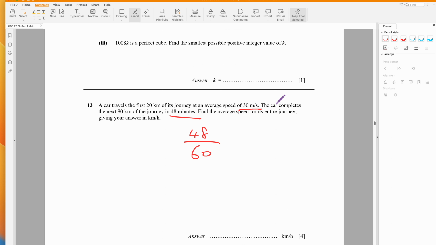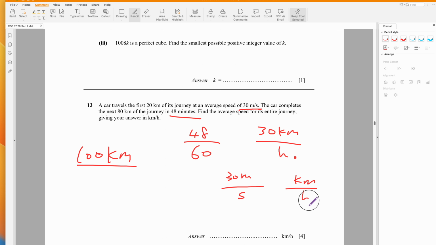It is a big number. Okay, so the average speed for the entire journey. So the total distance is 100 kilometer. Then the total time. So you should get the 30 into kilometer per hour first. So 30 meter per second, to kilometer per hour is 30 divided by 1000, then 1 divided by 3600.